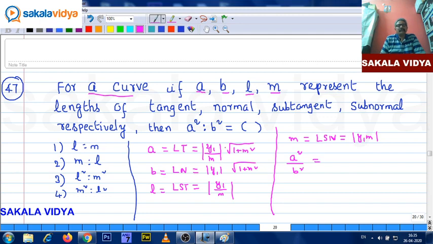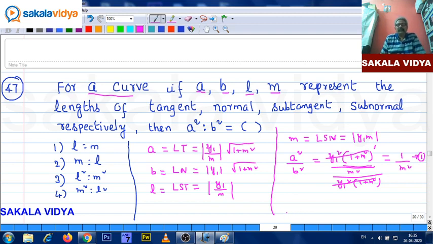So, let us find A square by B square. This is y1 square into 1 plus m square upon m square, by y1 square into 1 plus m square. The y1 square 1 plus m square cancels, and we have 1 by m square. See this, 1 by m square, say equation 1.